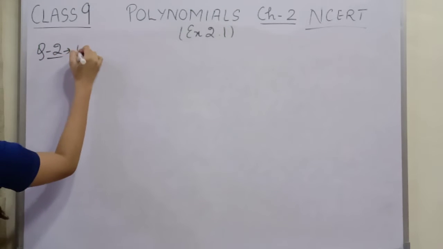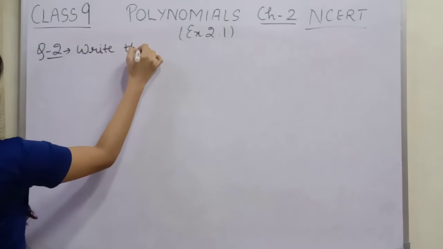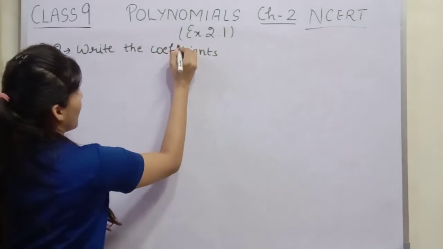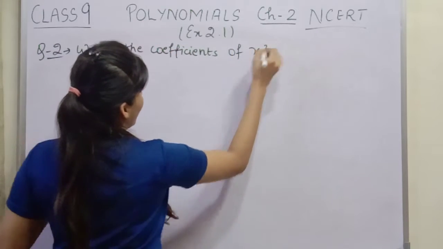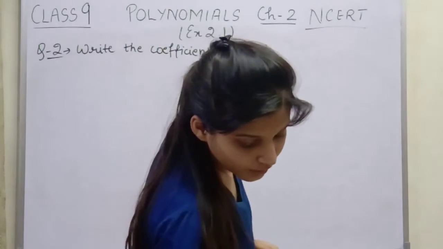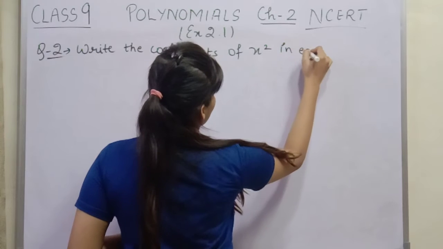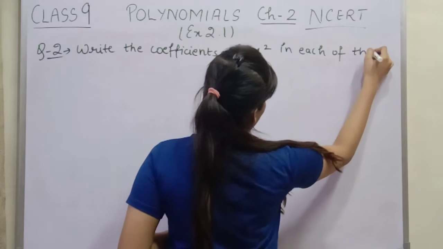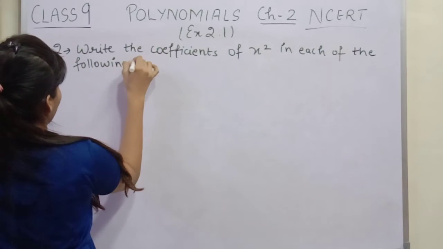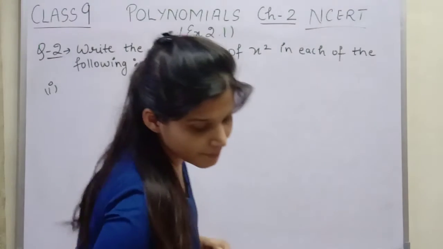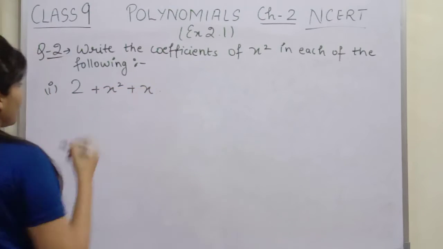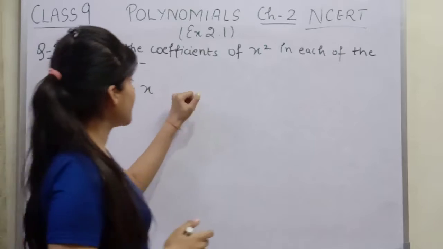Question number 2 says, write the coefficients of x square in each of the following. So the first part is 2 plus x square plus x. 2 plus x square plus x. So now we have to write the coefficient of x square.